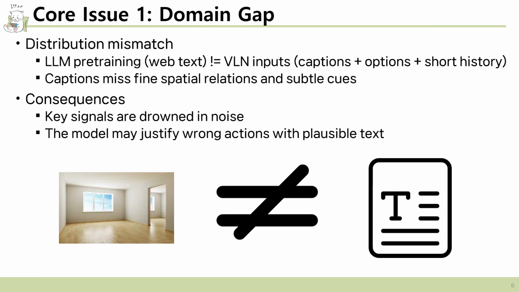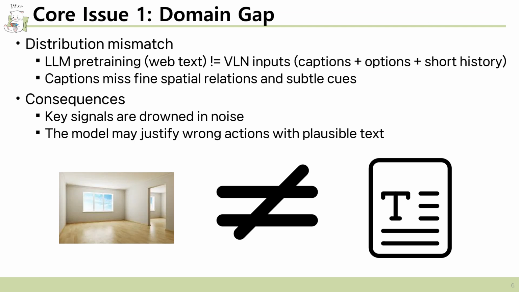The first core issue is the domain gap. LLMs are trained on web text, books, and chat, but VLN input is very different. We have many short captions, many choices, and a short history. The structure is like a quiz at every step. Also, captions often miss fine details. For navigation, small details matter. Left or right, a door or stairs, or a hallway or a room. If the caption misses that, the LLM cannot recover the missing visual cue.